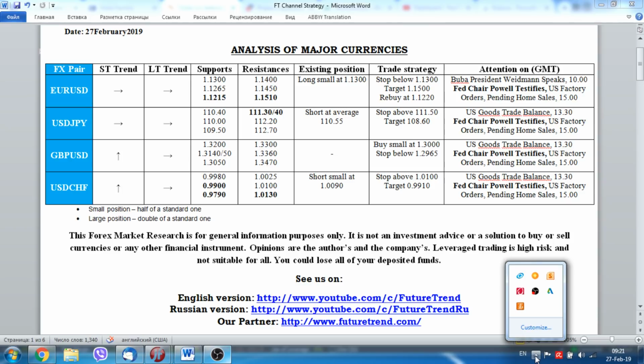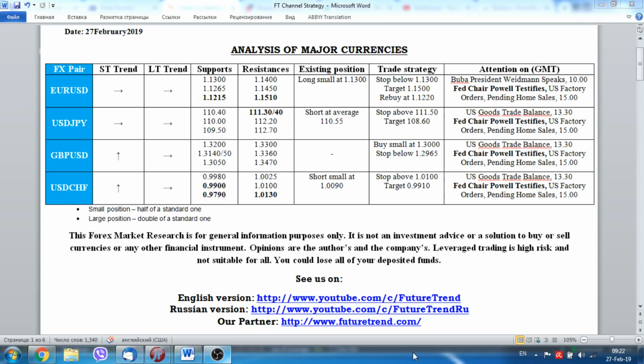Today is 27th of February 2019, and we are ready to present you our point of view of how we see the situation regarding the major currencies and their further development in the world financial markets. As of today, the market is getting a little more interesting than usual.